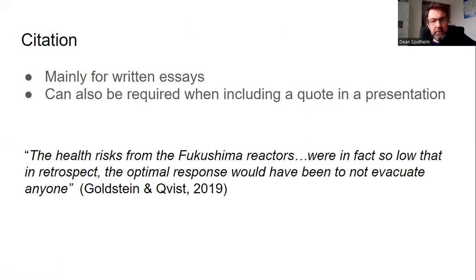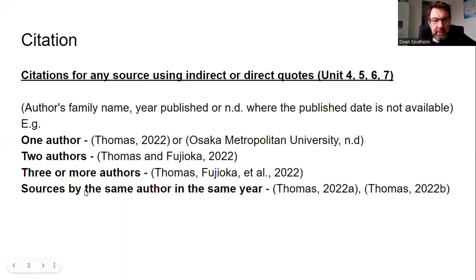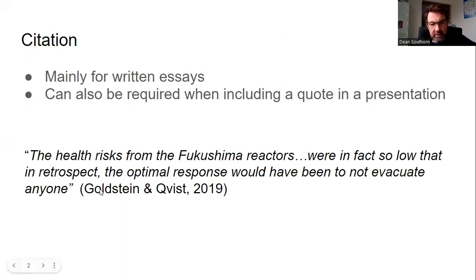Also, similarly, if you use data, for example, a graph in your presentation, I would expect to see an in-slide citation such as this: Goldstein and Kvist, 2019, underneath the data that you showed. So anything you get from anywhere, you show where it comes from with open brackets, name of the author, just the surname is fine, the family name, that is, comma, and the year.